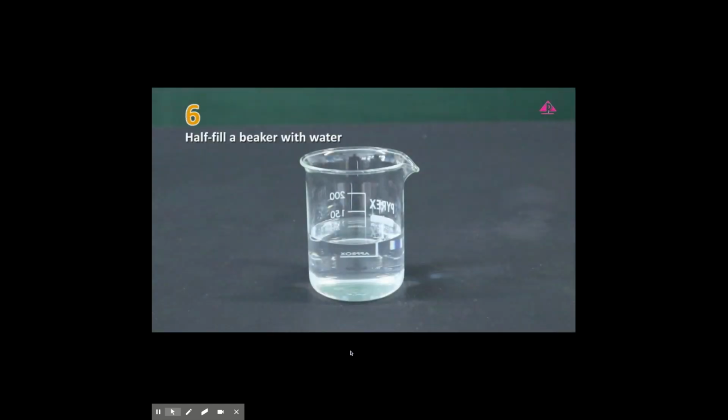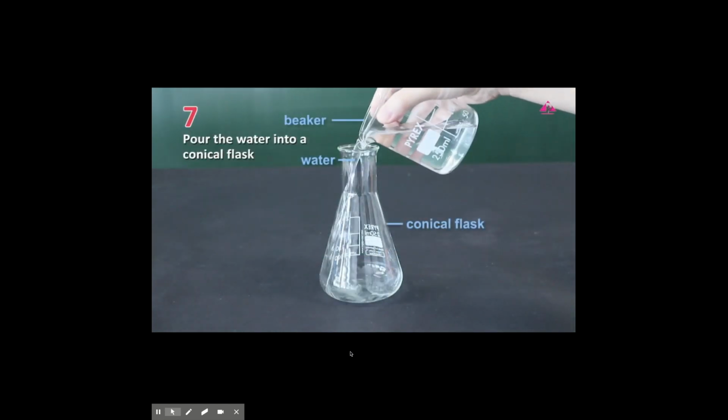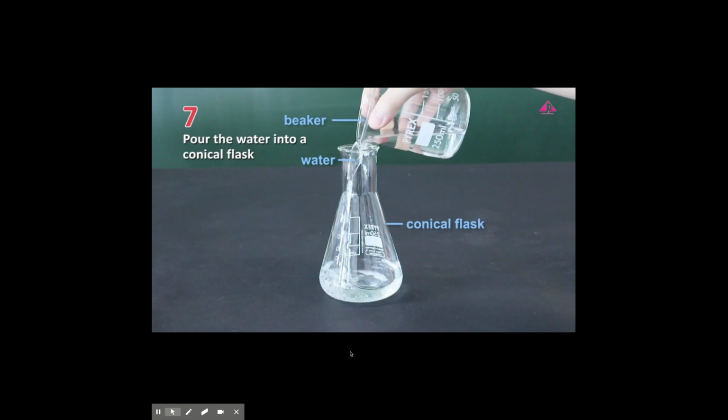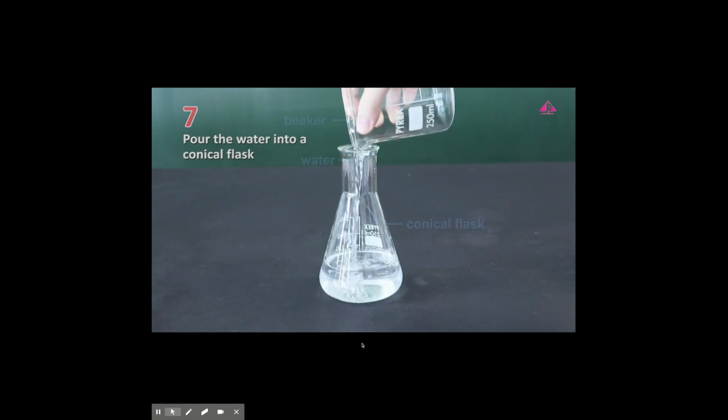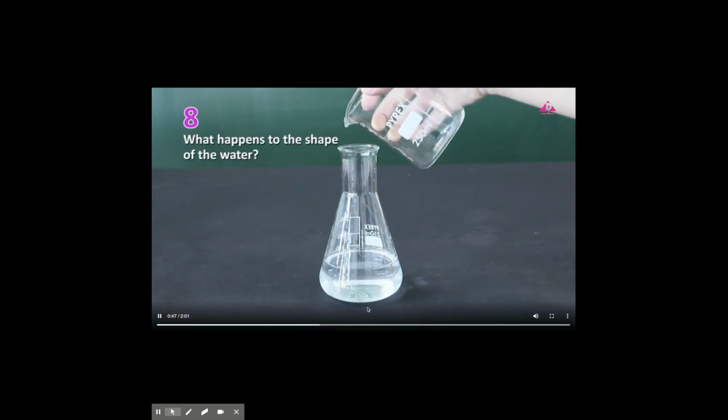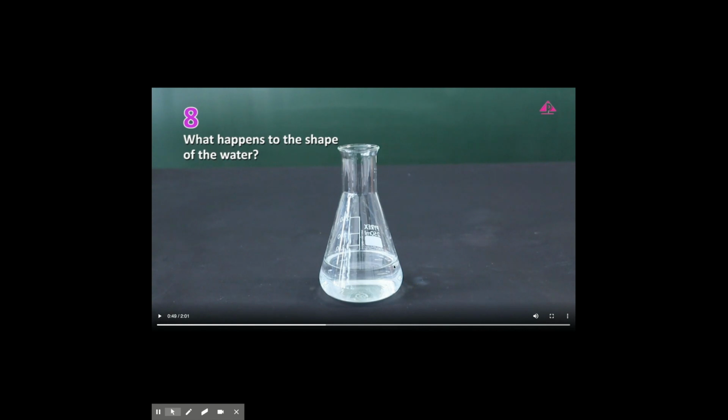Half fill a beaker with water. Pour the water into a conical flask. What happens to the shape of the water? Just for your reference, the shape of water is like this, before you put it in a conical flask.